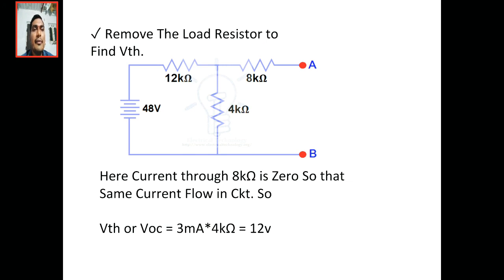By finding the current through the circuit: 48 volts is the voltage source, and the current flowing through the 12 kilo ohms and 4 kilo ohms is the same. So I is equal to V by R.